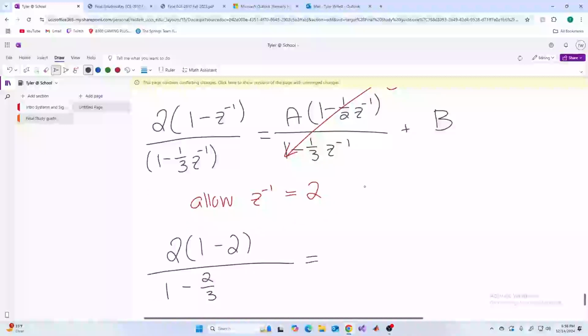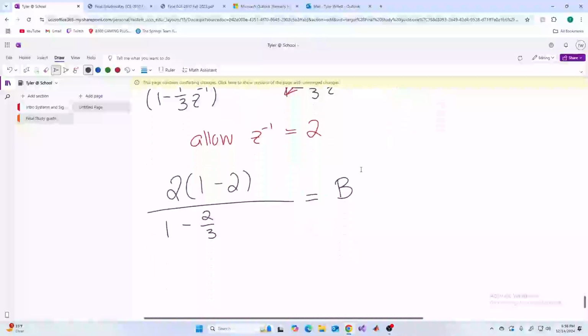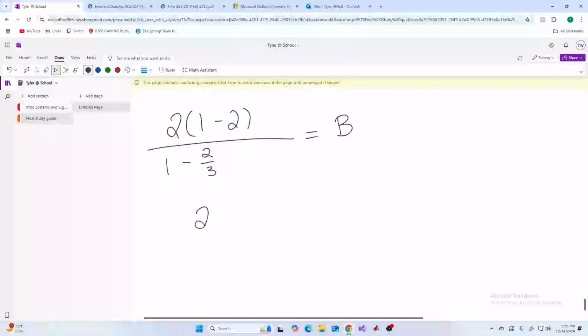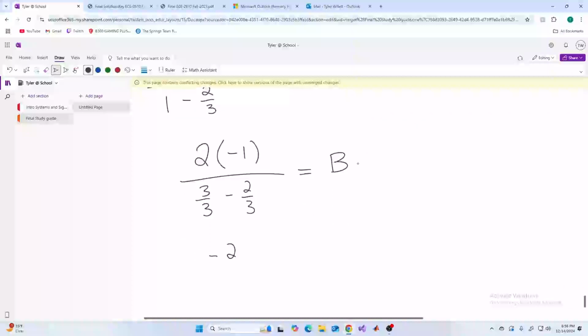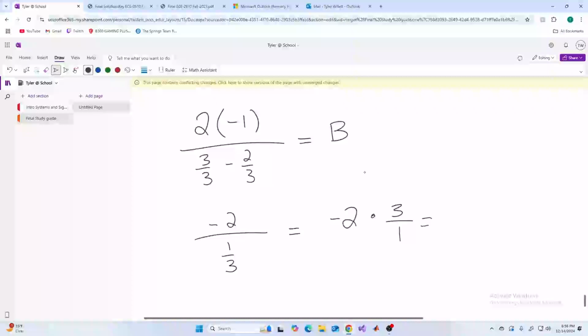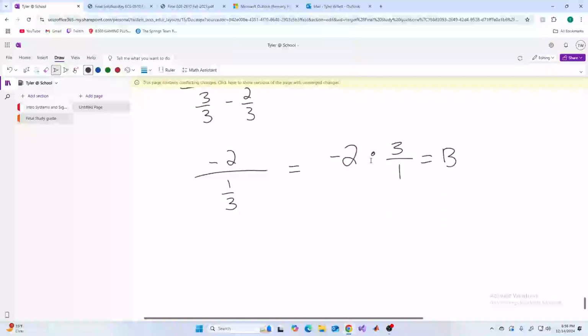2/3 equals B. Okay, so I can write this as 2 times negative 1 all divided by, this is 3/3 minus 2/3 equals B. We're going to bring it down. I'm going to get negative 2 all divided by 1/3, which is the same thing as negative 2 times 3 divided by 1, because we take the reciprocal, copy dot flip, equals B. Therefore, B equals negative 6.